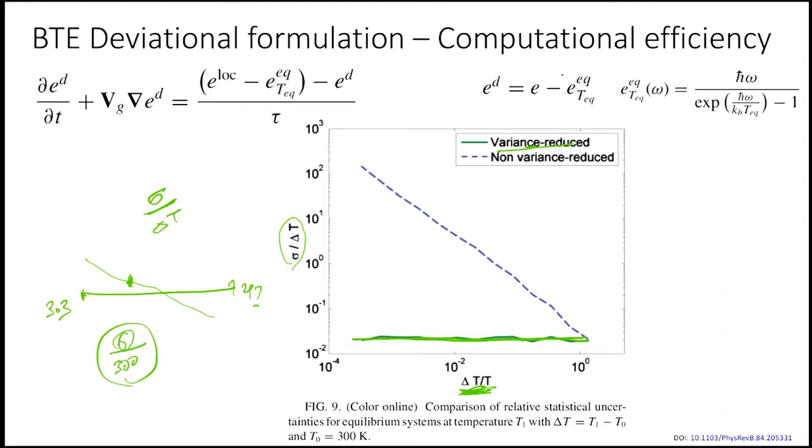No matter how small we go, as we get closer to the equilibrium distribution, the better we get. So if we keep reducing delta T over T, let's say delta T becomes 300.1, 299.9, so delta T is just 0.2 divided by 300. We keep reducing this delta T over T. Variance reduced would keep the same amount of uncertainty in the solution. So anytime, it's predicting this sigma over delta T to remain constant. But if you take a non-variance reduced formulation, the uncertainty would keep going up.